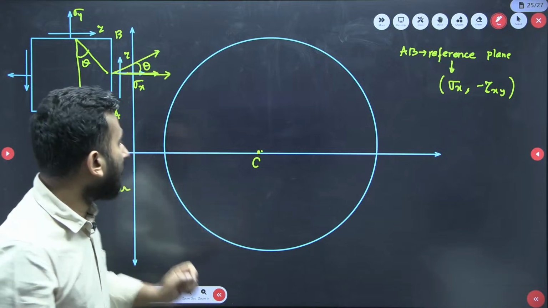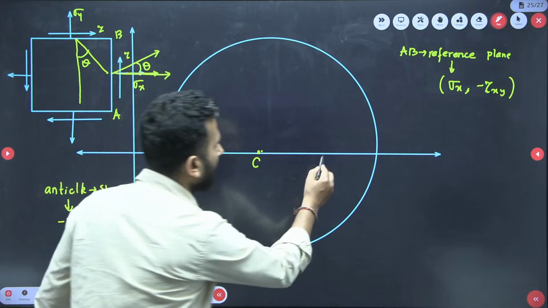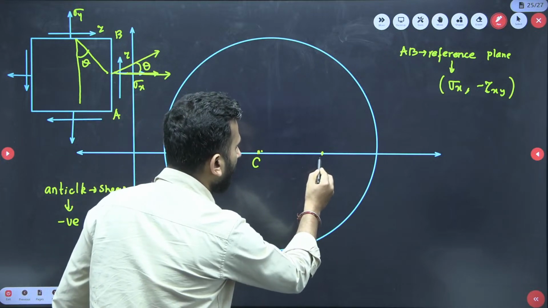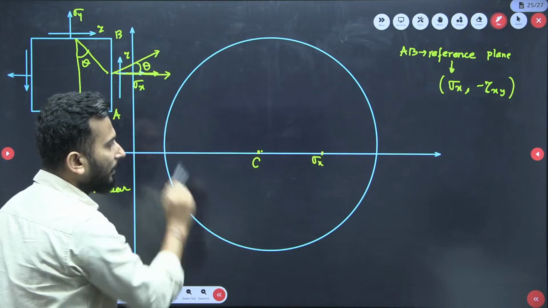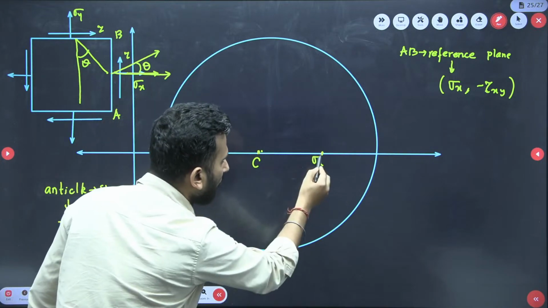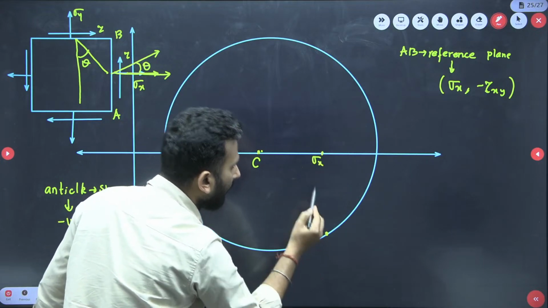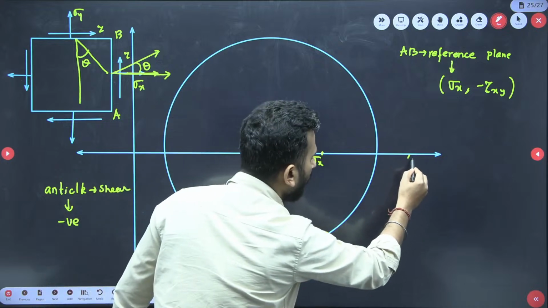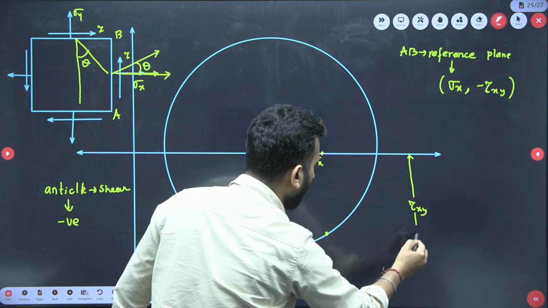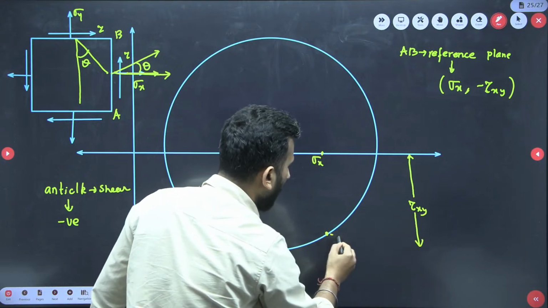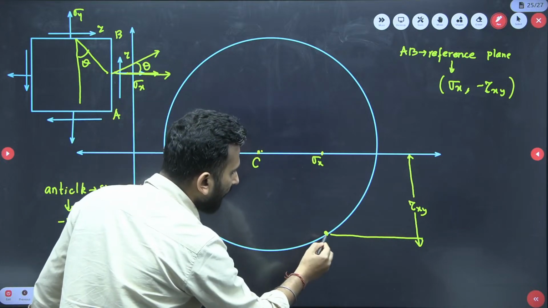the reference point. The reference point is sigma x, minus tau xy. Let's say that sigma x is somewhere around here, sigma y is somewhere around here, okay. But for sigma x, minus tau xy, since tau xy is negative, I have to move it over here. So what is this value? This value is tau xy. So this is my reference.